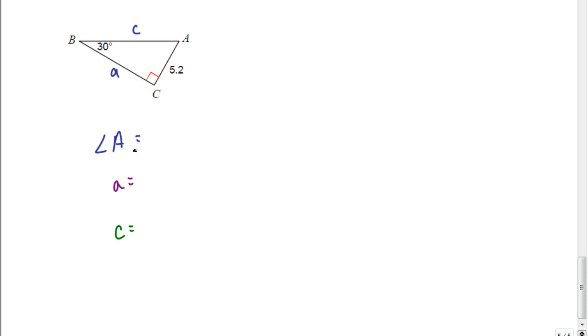Again, angle A is going to be relatively easy because these two angles are going to make up a total of 90 degrees. So if I take 90 minus 30, I get 60 degrees would be my measure for angle A.